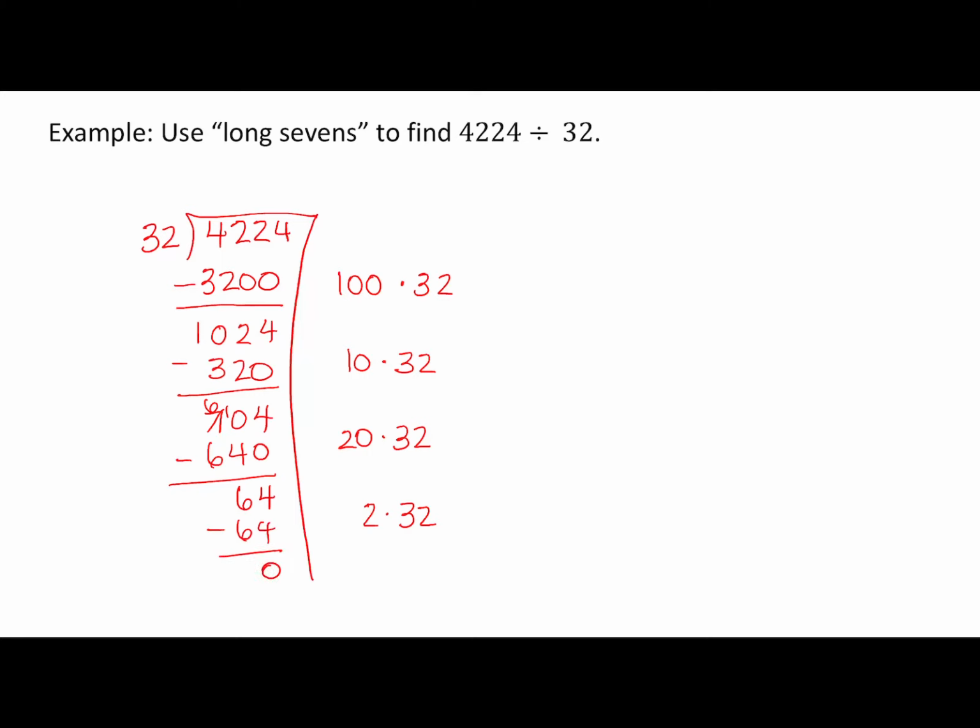So now I've gotten down to 0, and so I'm going to find my quotient by adding these numbers up. So I have 100 plus 10 plus 20 plus 2. That's going to give me 132. So 4,224 divided by 32 is 132.